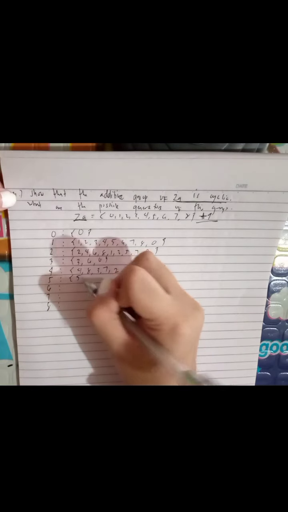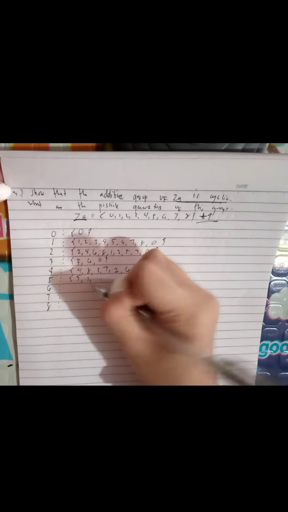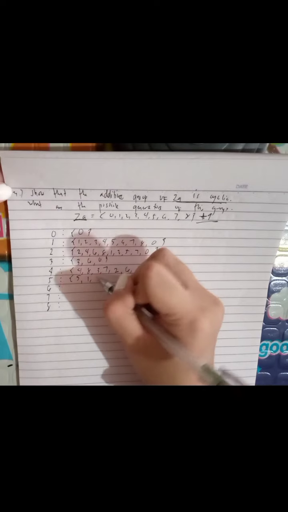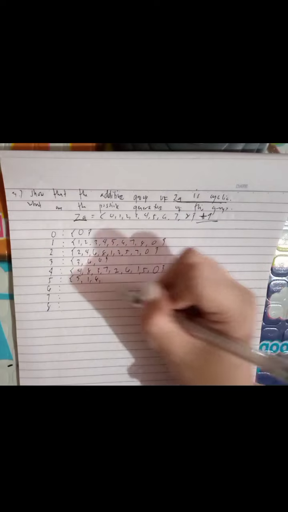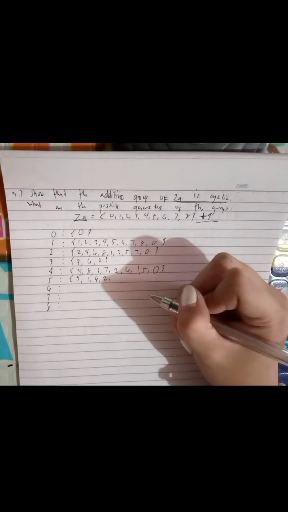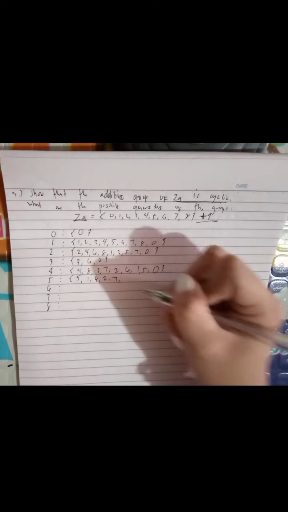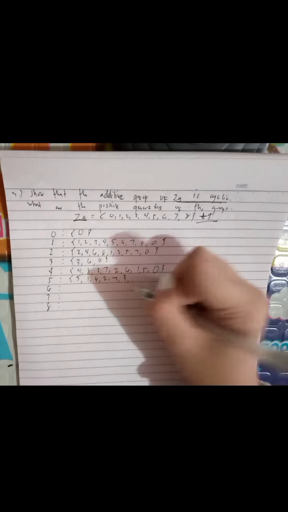So 5 raised to 1 is 5. 5 raised to 2 is 10. Modulo 9, so 1. 5 raised to 3 is 15. Modulo 9, so we have 6. 5 raised to 4 is 20. Modulo 9, so 2. 5 raised to 5 is 25. Modulo 9, so 7. 5 raised to 6 is 30. Modulo 9, so 3.